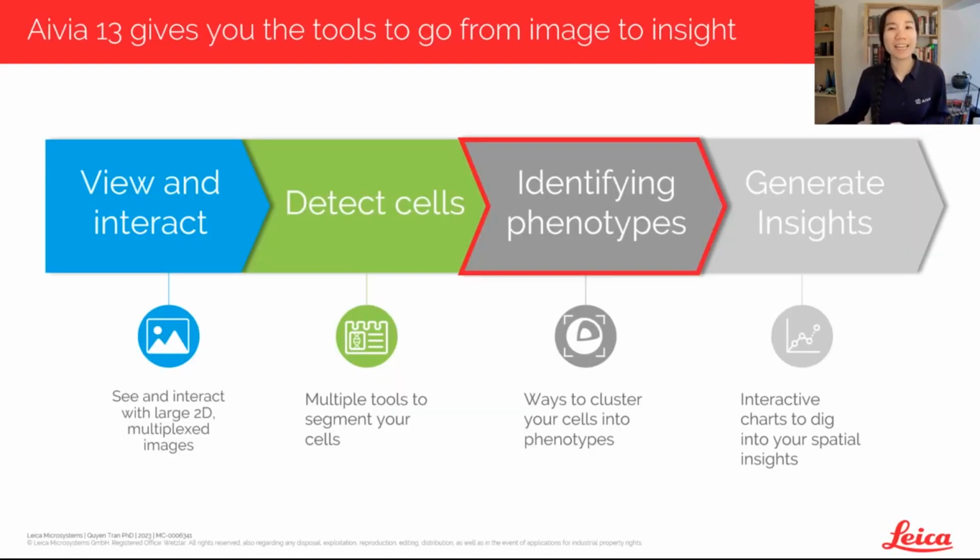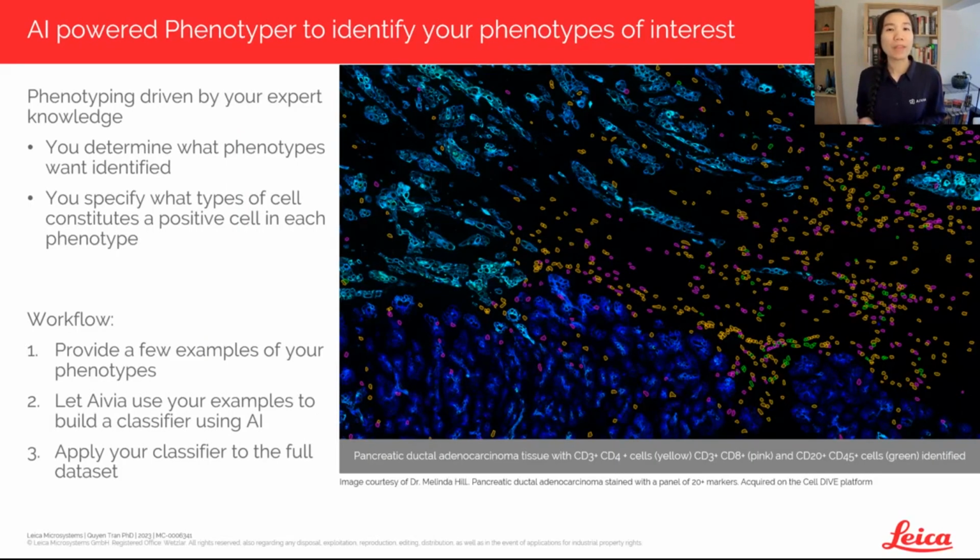Now let's look at the next step in the workflow, identifying phenotypes. With Aivia 13, we are introducing two new tools for this. First, the AI Power Phenotyper. This tool is going to be driven by your expert knowledge of each phenotype. You can determine which phenotype you want to identify, which markers are important, and the level of expression of each of these markers for each of the proteins.